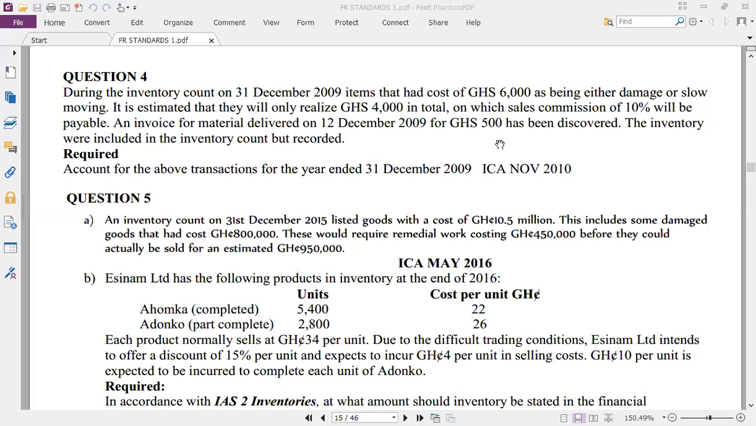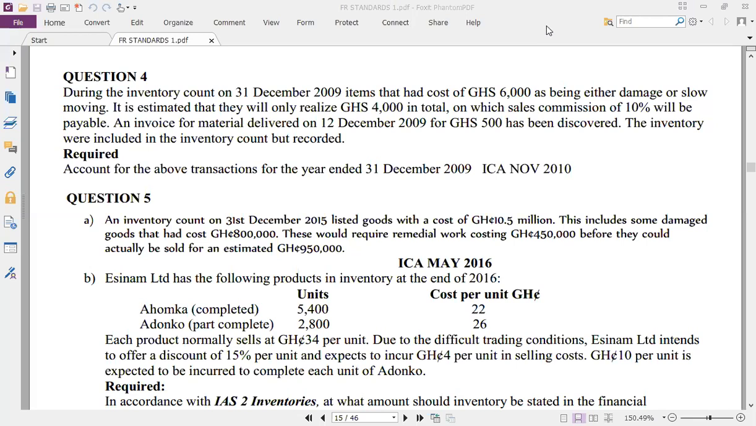Now the question is, prepare the relevant extracts and state how this could be accounted for in the books. First, you calculate the value of the closing inventory, that is, you choose between the lower of the cost and the NRV. Second, is there any write-down or write-off? Then, what goes to the financial position and what goes to the P&L? Good. Now let's see how best we can do this.